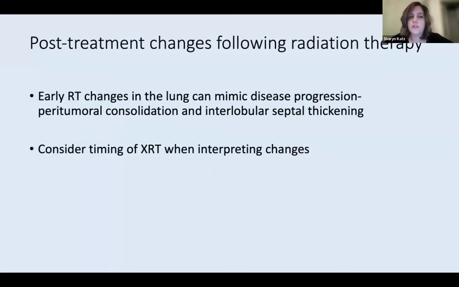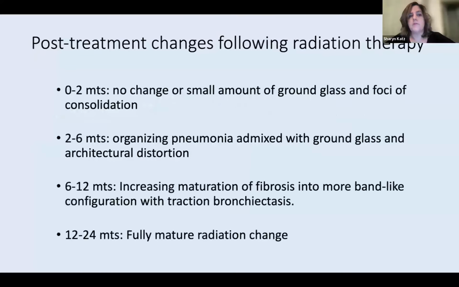So early radiation changes in the lung can mimic disease progression, as was mentioned. You can get peritumoral consolidation, interlobular septal thickening. That's par for the course. And in order to really differentiate these changes from tumor recurrence or other superimposed infectious pneumonia, it's very helpful to know, as I said, where patients were irradiated and when.